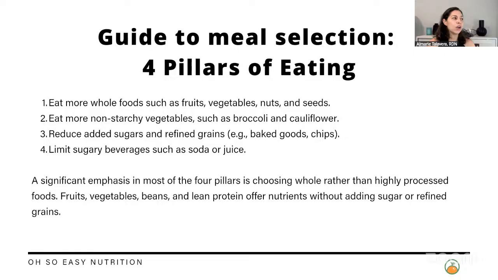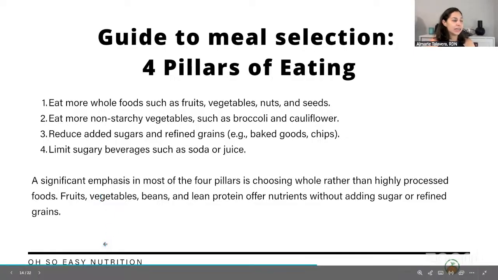We also want you to eat a lot more non-starchy vegetables. So think leafy greens, broccoli, cauliflower, asparagus, Brussels sprouts, which is my favorite. And then we also want to reduce the amount of added sugar and refined sugar found in grains like baked goods, chips, or even beverages like Coke or tea. But the fourth one will be limit sugary beverages, so just soda or juice. Even juice, a lot of people are like, well, it's healthy, it's juice, it has nutrients. But it lacks the fiber, and if consumed on an empty stomach, can cause you to have a really, really high spike in glucose.